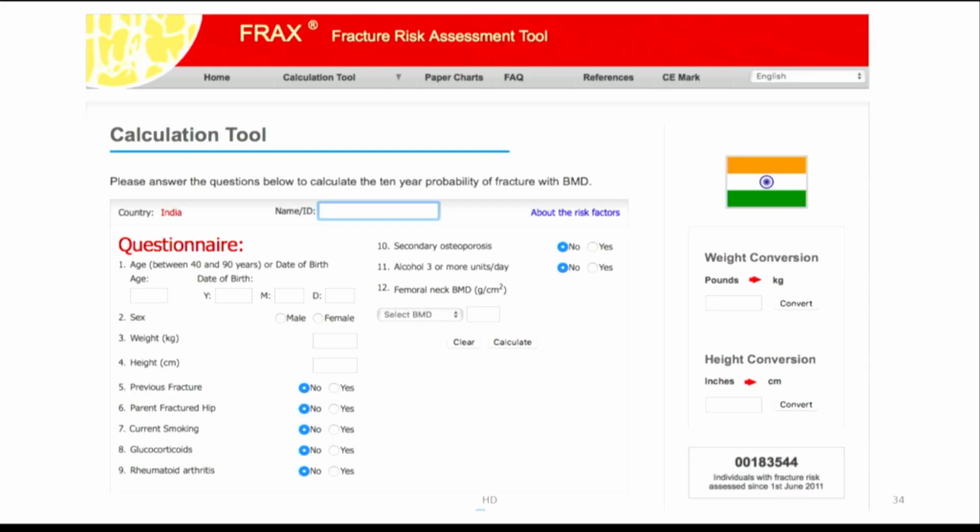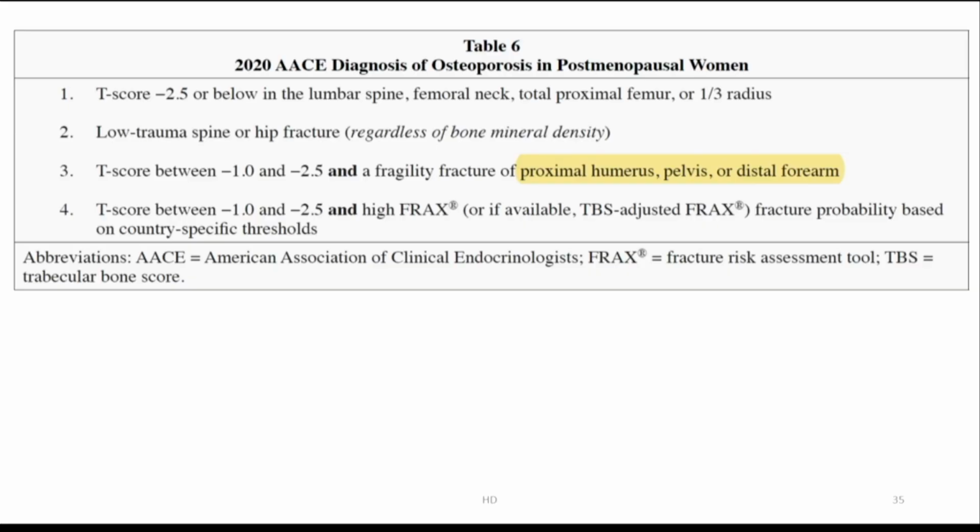Now, the other tool that can aid in diagnosis is FRAX, that is Fracture Risk Assessment Tool. It's a risk calculator for major osteoporotic fracture or hip fracture. It gives the 10-year probability of major osteoporotic fracture or hip fracture. This can also be useful in decision making when planning for treating these patients. So this is how diagnosis is made.